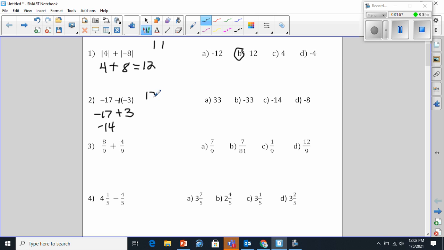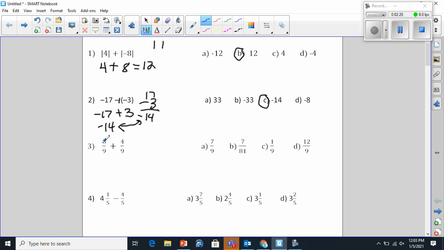So 17 is a bigger number than 3. Now I have the big number minus the small number. That's going to give me my 14. And then I keep the sign of the big number. The big number was 17. And that's how I got -14. As you can see, we get the same answer. So C will be the correct answer.